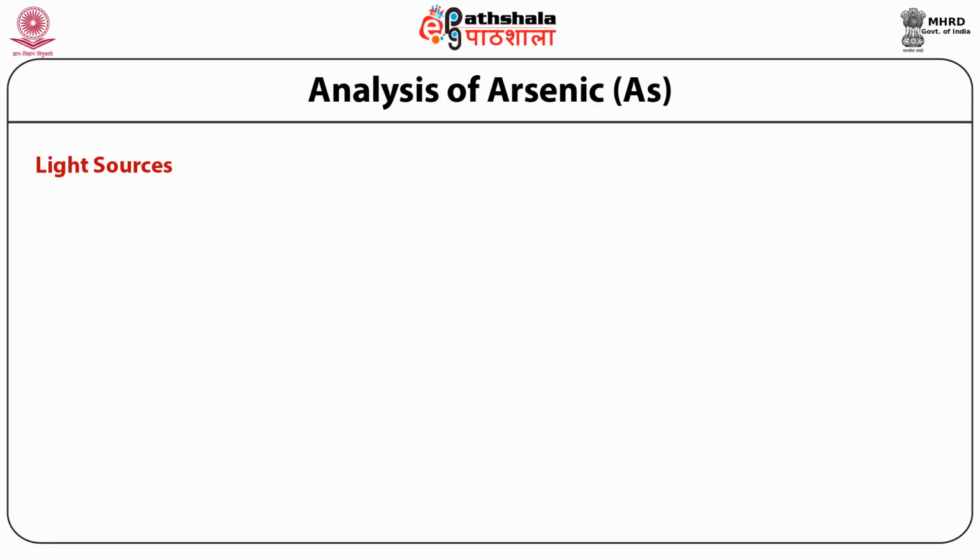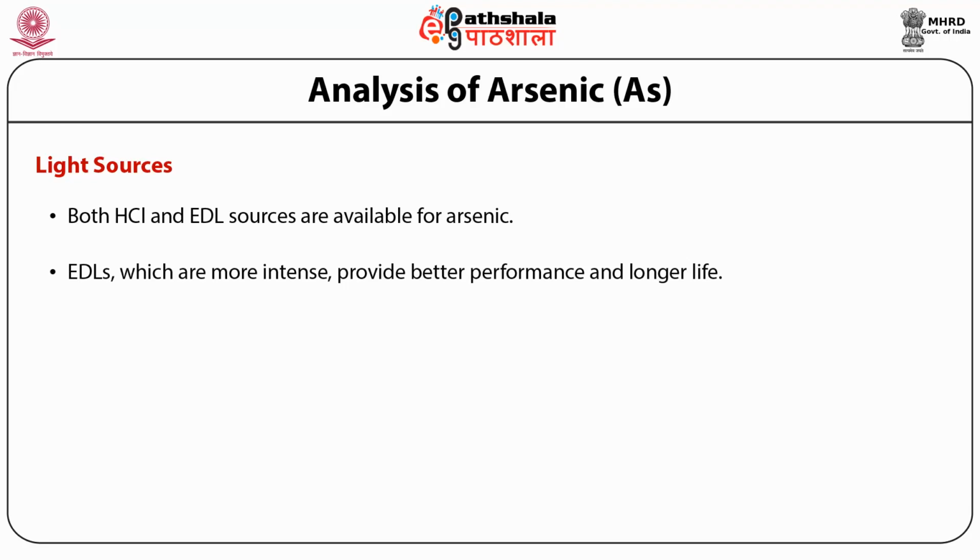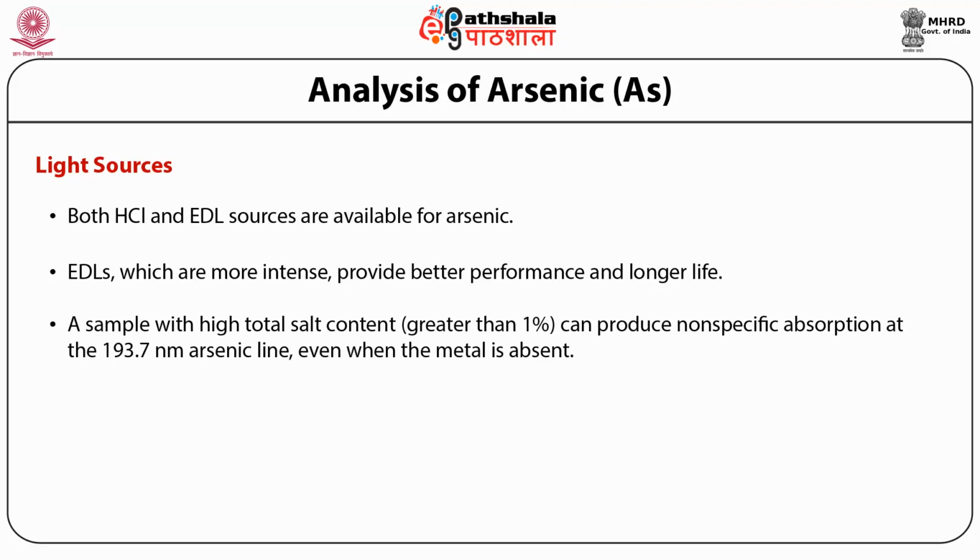Light source. A number of light sources can be used for determination of arsenic. However, hollow cathode tube and EDL source are very suitable for arsenic determination. EDL is more suitable because it is more intense and provides better performance and long life in determination of arsenic. A sample with high total salt content, that is greater than 1%, can produce non-specific absorption at 193.7 nanometer even when the metal is absent. So it is therefore advisable to use background corrections.